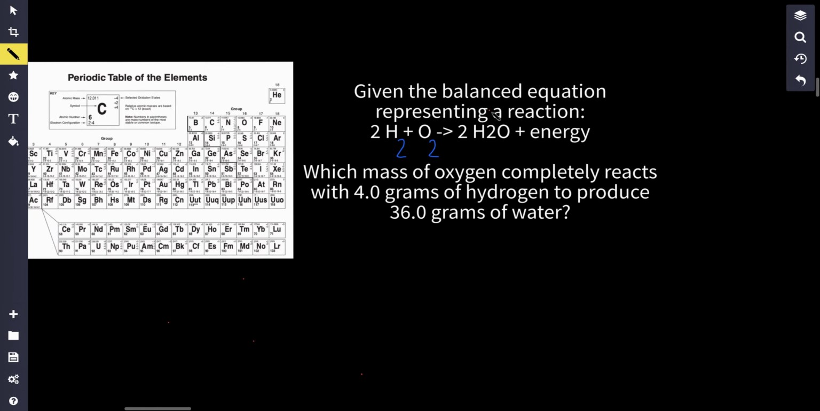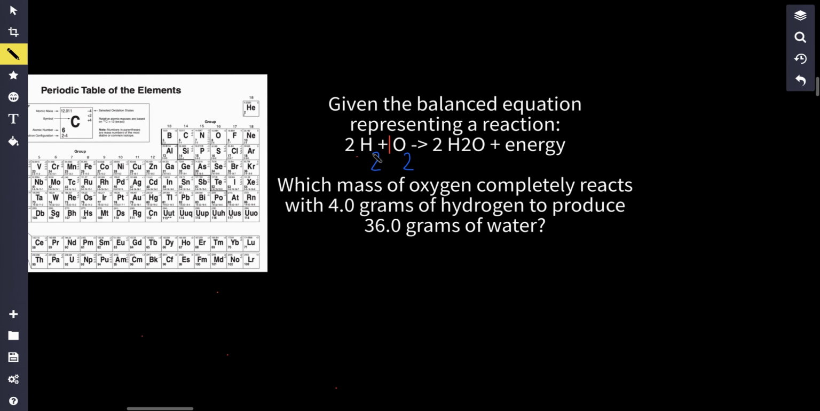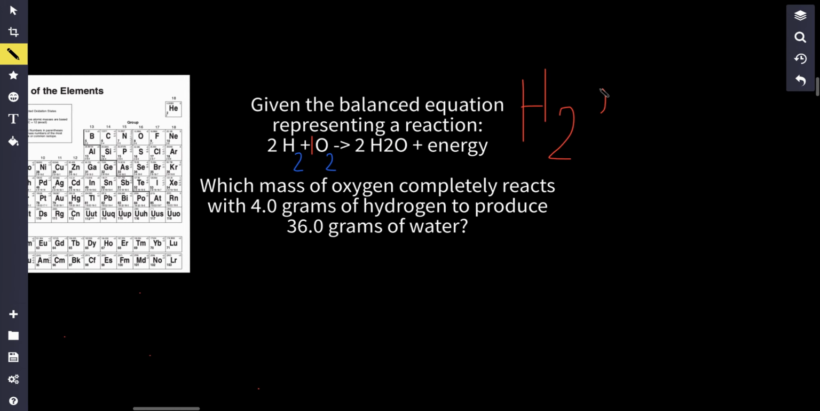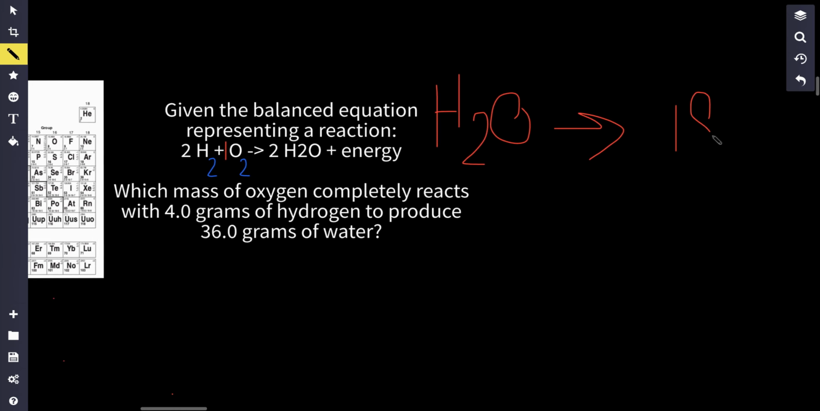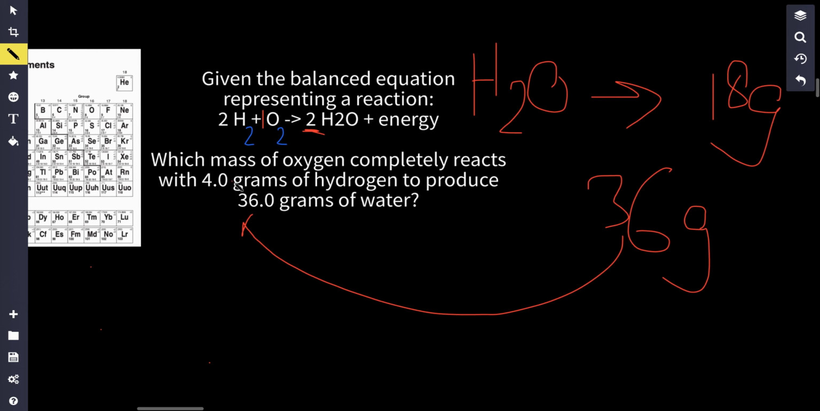This is the amount of O2 needed in order for this reaction to occur. Meaning that if you have 1 mole of O2 and 2 moles of H2, it's going to lead to 2 moles of H2O, and H2O has a molar mass of 18 grams. So 2 moles of H2O is 18 times 2, which is 36 grams. That matches up with what the problem is saying, when you want to produce 36 grams of water.